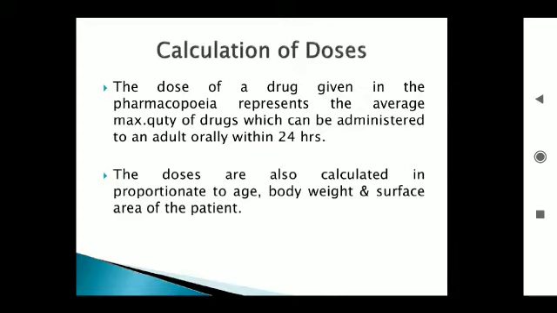factors to be considered. The dose of the drug given in the pharmacopoeia represents the average maximum quantity of drug which can be administered to an adult orally within 24 hours. The doses are to be calculated using different types of proportions: calculation of doses based upon the age, based on the body weight, and based upon the body surface area of the patients. We will discuss each individually.